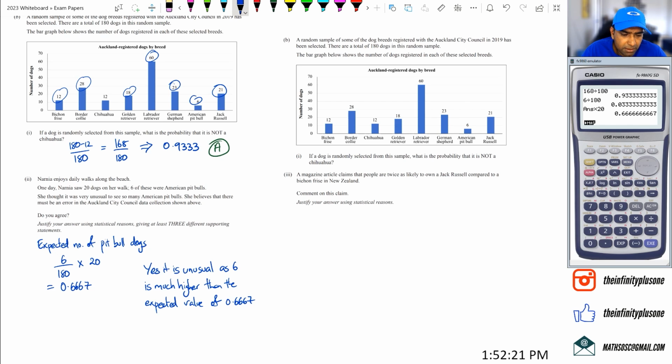Now in the italics there, it says justify your answer using statistical reasons, giving at least 3 different supporting statements. So we've got to give a few more supporting statements for this, and we're not just stopping with this. We've got a few things that we can write about. As usual, I'll write the statements and then talk you guys through it.